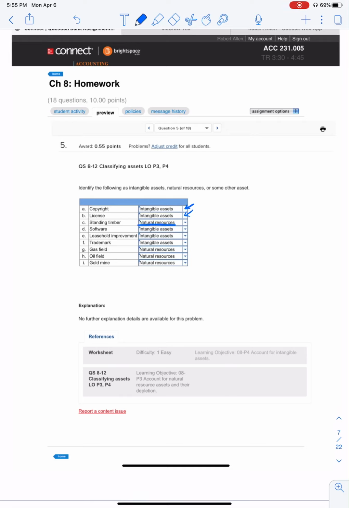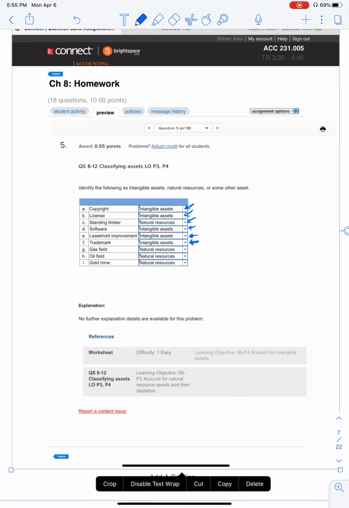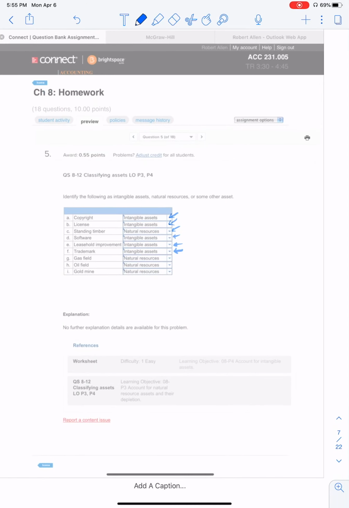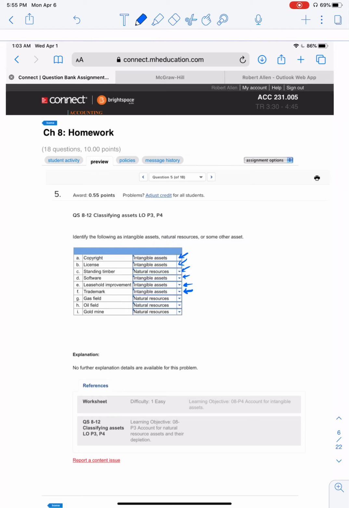Standing timber, this is a natural resource, right? So hopefully that one is pretty easy for us. Next, we've got software. Software is also an intangible asset. Leasehold improvements, don't worry too much about this one, but do be aware that that is also classified as an intangible asset. Trademarks, these are intangible assets. Gas fields, oil fields, and gold mines, of course, are all natural resources. So all 3 of these are natural resources. And that wraps up number 5.